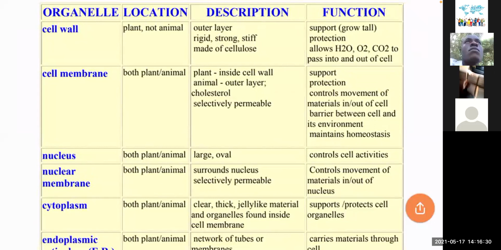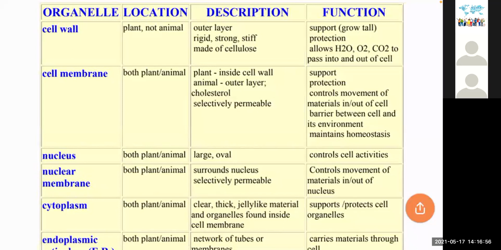Thank you. Nuclear membrane. Both plant and animal cells have the nuclear membrane. The description is that it surrounds the nucleus, selectively permeable. It's like a capsule, like an envelope, a membrane for the nucleus. Its function is that it controls movement of the materials in and out of the nucleus. Then cytoplasm.